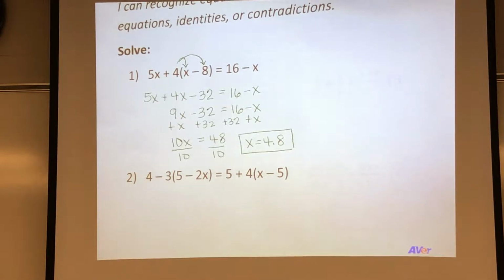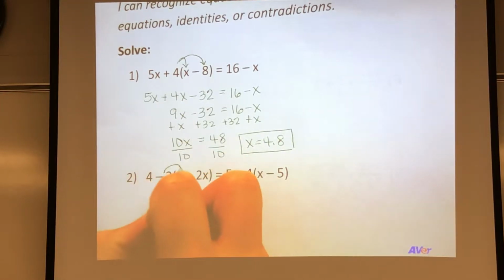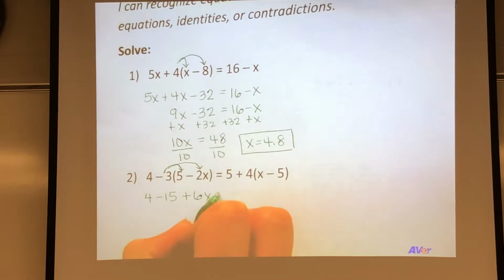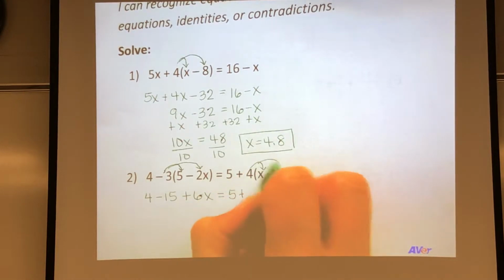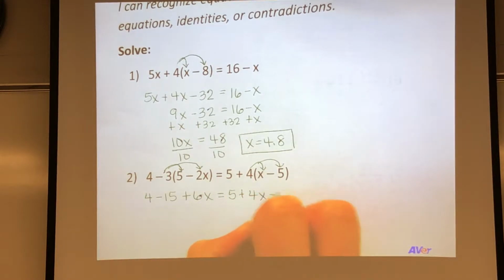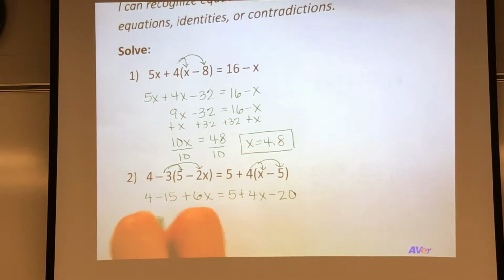All right, so we're going to take negative 3 and multiply it into the parentheses. So 4 and then negative 3 times 5 is negative 15 or minus 15. Negative 3 times a negative 2 is a positive 6x. We'll do the same thing on this side. Take the 4 into the parentheses. So we have 4x minus 20. So then again, we'll work on combining like terms.